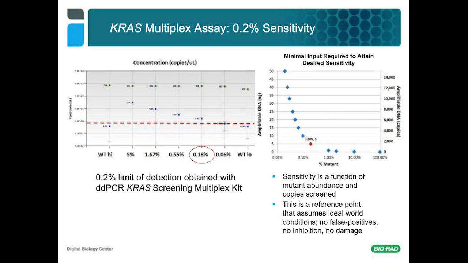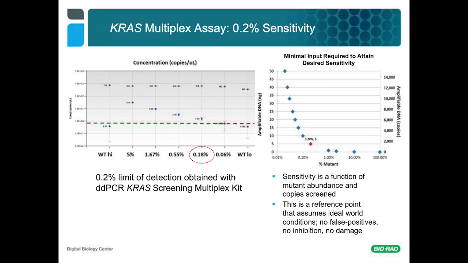This concentration plot represents the validation data for the KRAS multiplex assay. KRAS mutant DNA, indicated in blue, was run in a 3-fold dilution series in a constant background of about 40 nanograms human wild-type genomic DNA, shown in green. This established a sensitive single-well detection of KRAS mutations down to 0.2%.